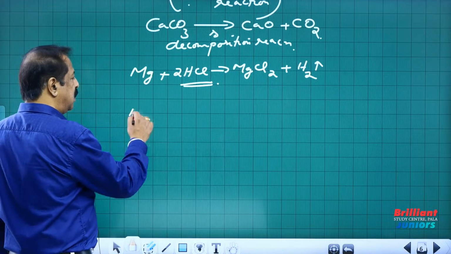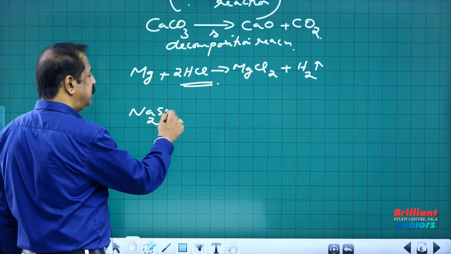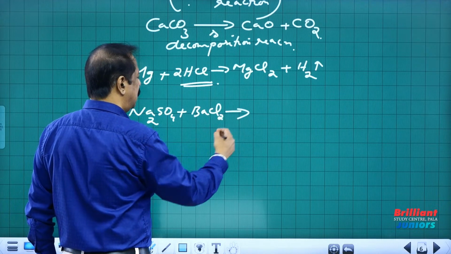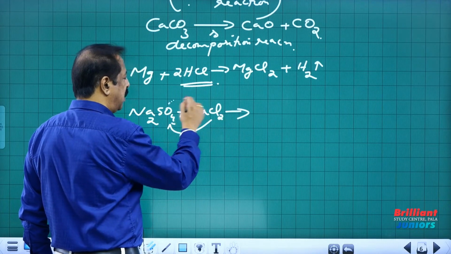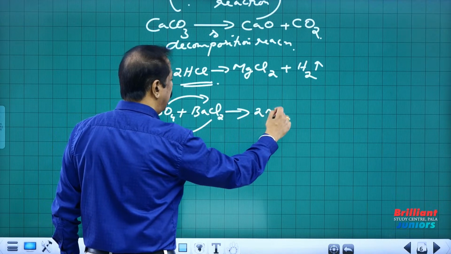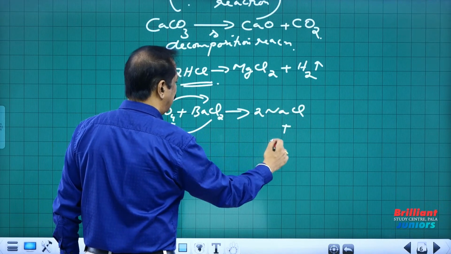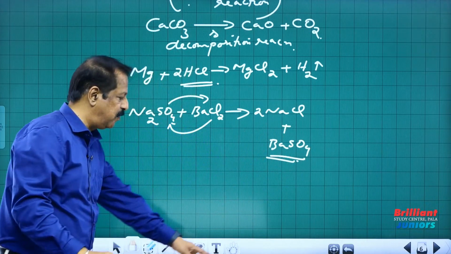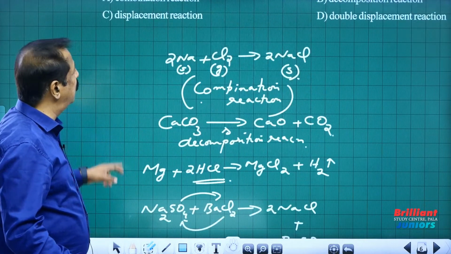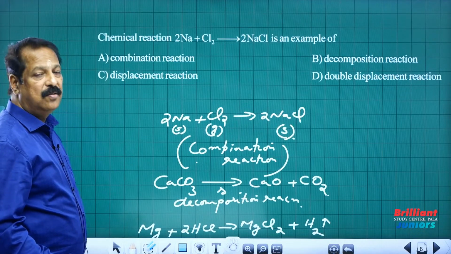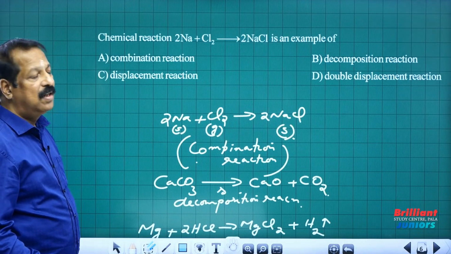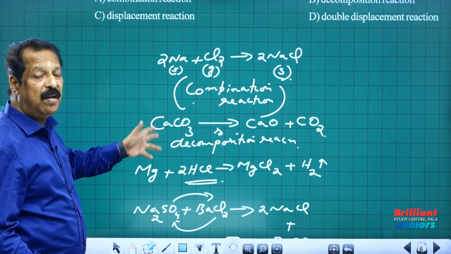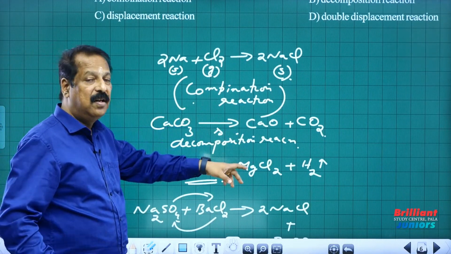You take Na2SO4 plus barium chloride. The chlorine comes and Na goes to the other side: 2NaCl plus barium sulfate. So these are the examples of the various types of options given. The first one is an example of a combination: sodium combined with chlorine. Decomposition means a material decomposes to give new products on heating.